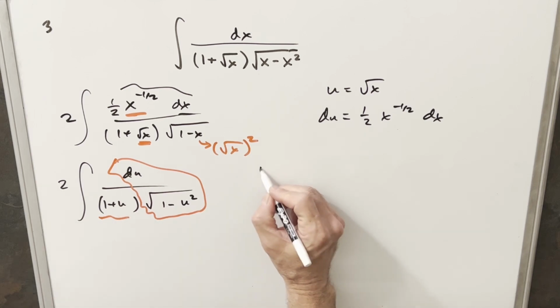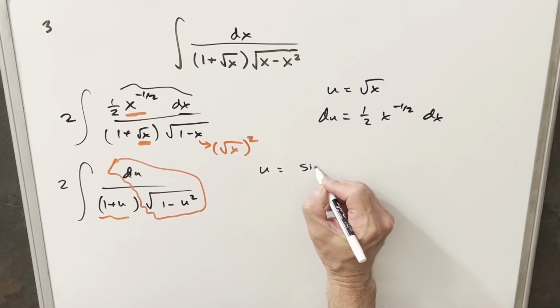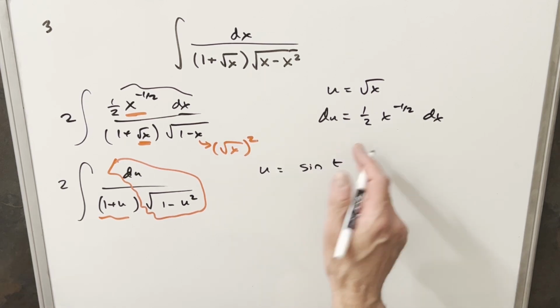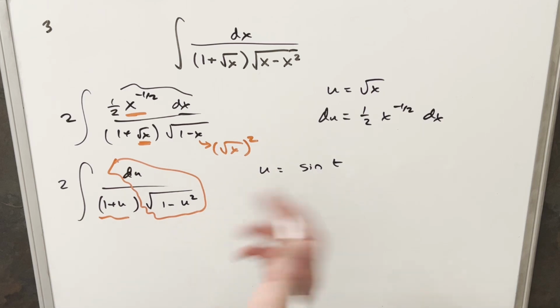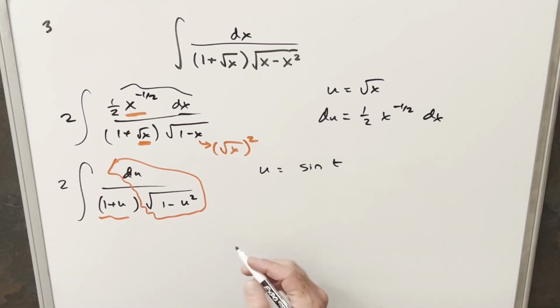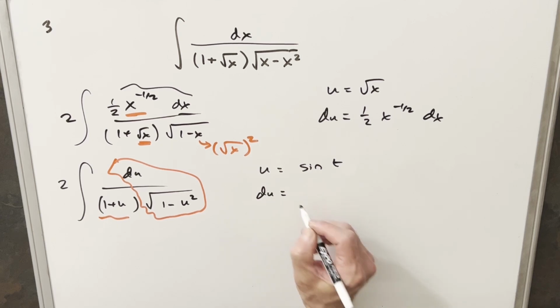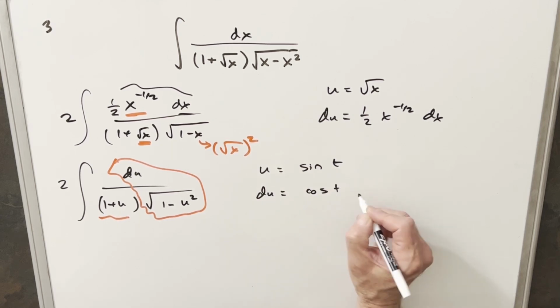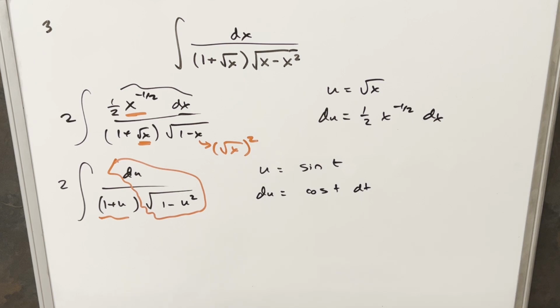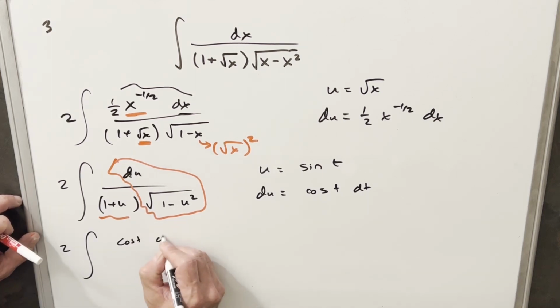I'll substitute for u. I'm going to call my u equal to sine of t. And of course, because we're doing two substitutions, you could do this all in one, but it doesn't seem very intuitive in this case. So we'll do two substitutions. So my u is going to be sine of t. I'll take my derivative. du is going to be cosine of t dt. So I'll have my cosine of t dt here in the numerator.